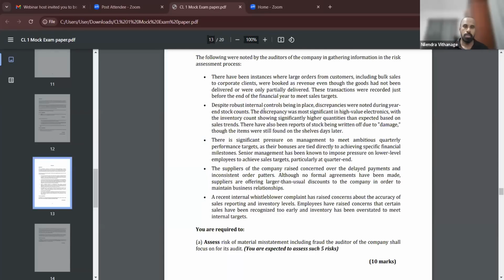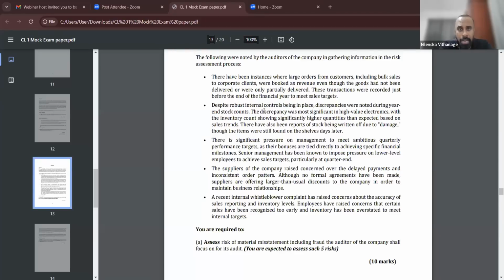Number 3. There is a significant pressure on management to meet ambitious quarterly performance targets. Window dressing, no performance, as their bonus is tied directly to achieving specific financial milestones. The senior management has been known to impose pressure on lower level employees to achieve sales targets, particularly at quarter end. What's this risk? Pressurizing management, fraud risk, fraudulent financial, what?